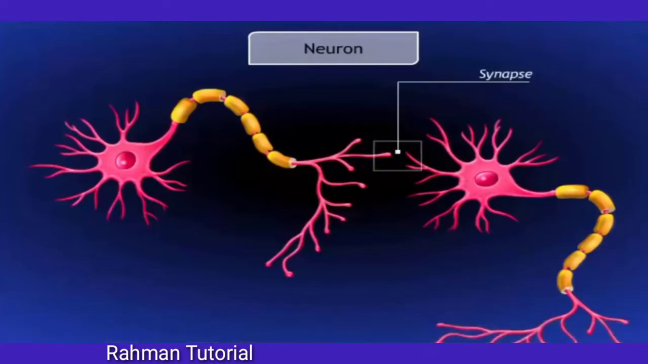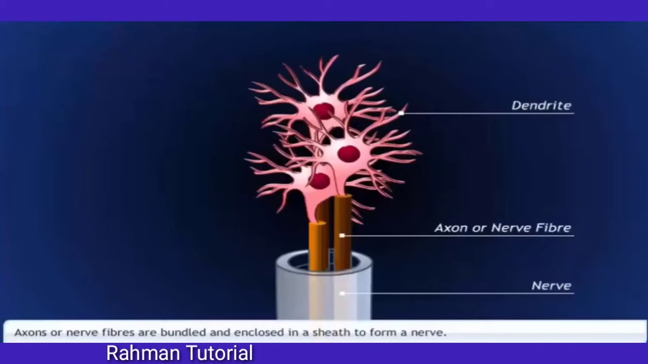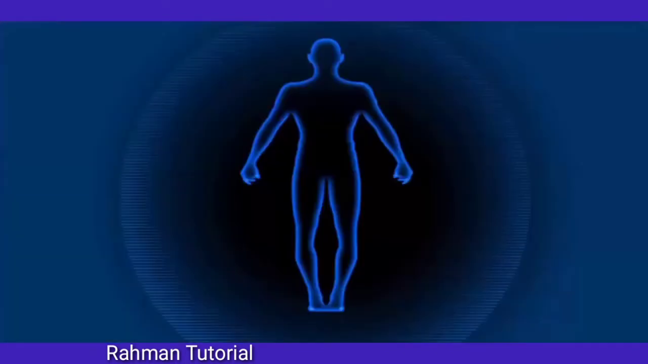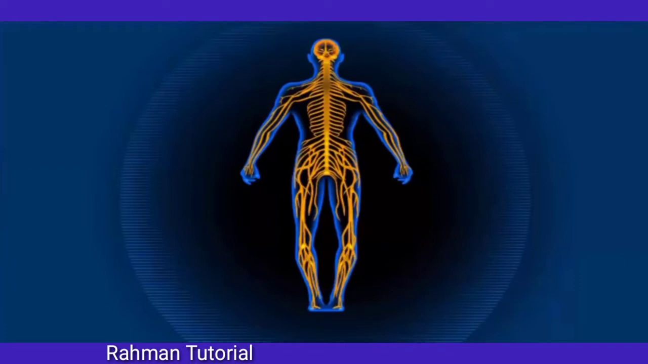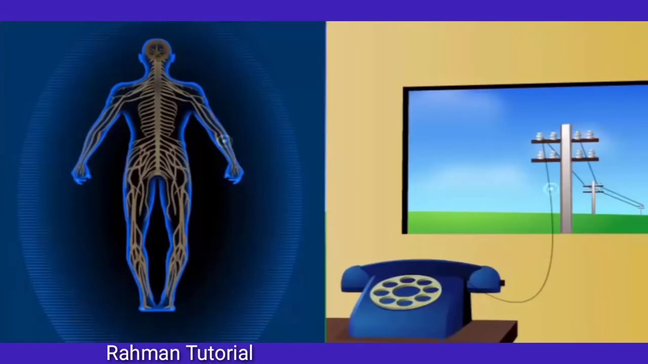All such axons or nerve fibers are bundled and enclosed in a sheath to form a nerve. Nerves are seen as thin threads that emerged from the brain and spinal cord and branched out to all parts of the body. Nerves carry messages back and forth similar to telephone wires.